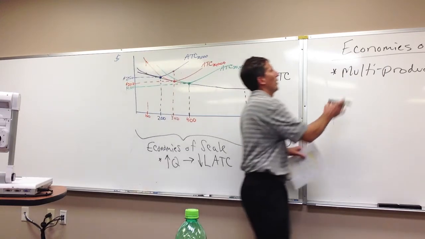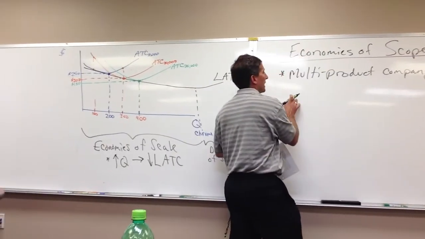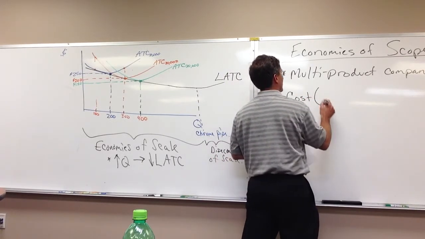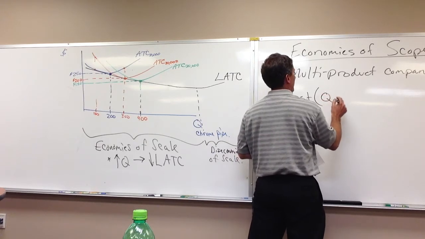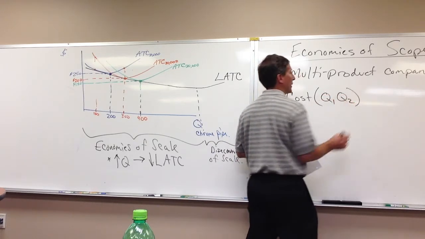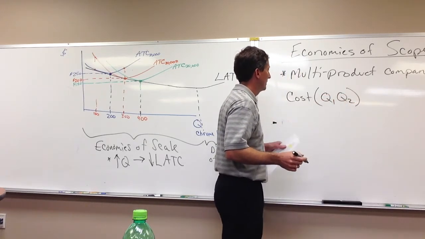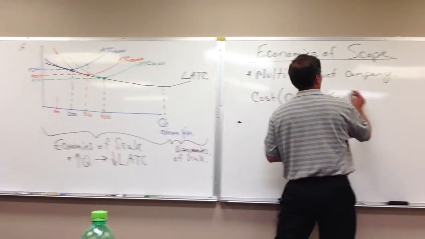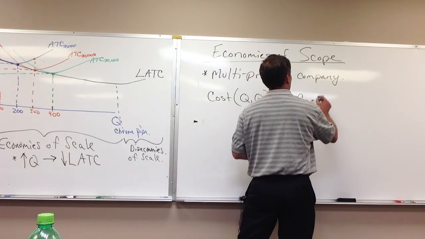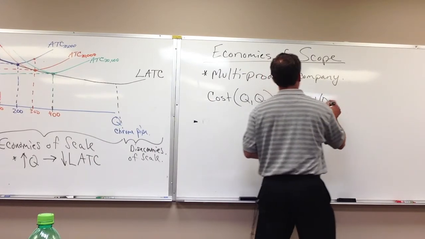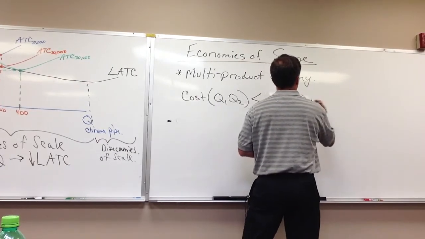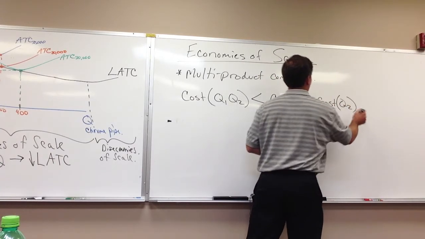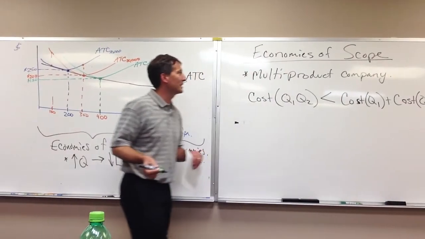So a multi-product company, the idea here is that the cost associated with production of Q1, Q2 jointly is less than the cost of them separately. We'll throw on our equation goggles first, even though I know you guys are ready to throw those things in the garbage right now.